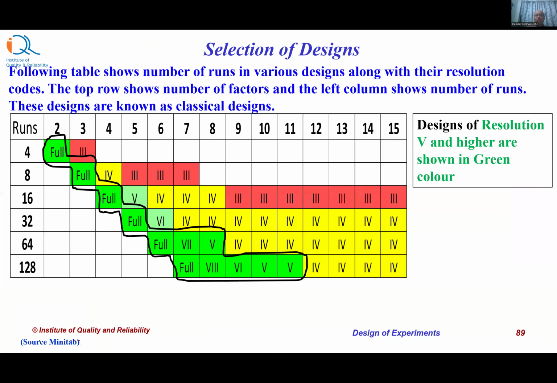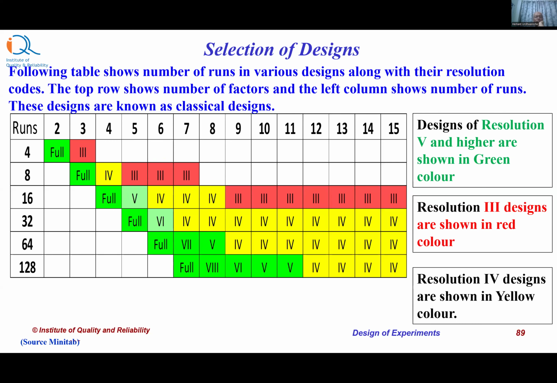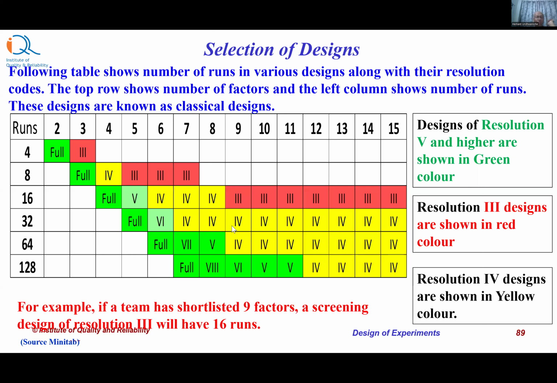So these are the green ones. Then you got the red ones, which are resolution code 3, and the yellow ones are resolution code 4. For example, if a team has shortlisted 9 factors, the screening design of resolution code 3 will have 16 runs. So imagine that somebody is starting with the 9 factor design. The 9 factors, how many full factorial runs will be required? 2 to the power 9. And that is a very high number of runs.